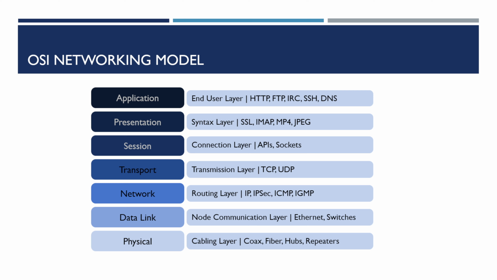The next layer up, layer 2 on this model, is called the data link layer. It's node communication. It's actually the negotiation of communication, the core fundamental level of communication.